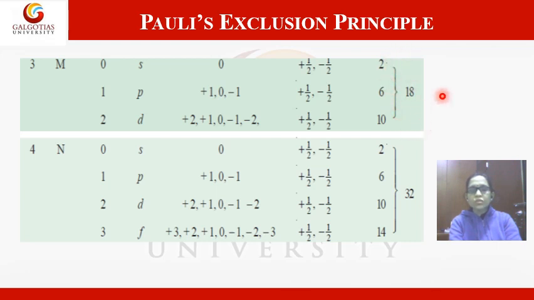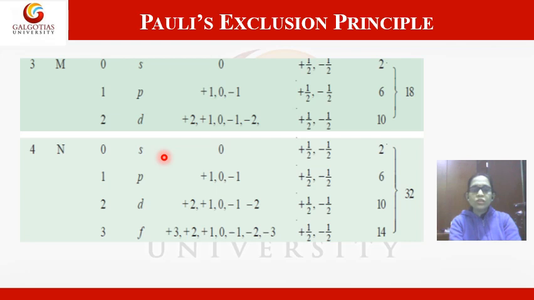This is also accompanied by the 2n square rule given by the Bohr-Bury scheme. According to the Bohr-Bury scheme, the number of electrons in every shell is given by the 2n square rule, where n represents the shell number. Similarly, for the fourth shell also we can verify it. How many orbitals are there in the fourth shell? For the fourth shell there are a total of 16 orbitals.